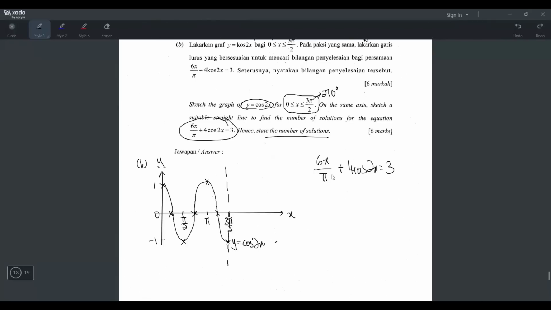But sir, how to make this equation have y? Easy. Here it already says y equals cos 2x. And if you realize your equation has cos 2x, so you can put in y directly. So it becomes 6x over pi plus 4 times cos 2x, and y is equal to cos 2x, so 4y equals 3. So now it becomes the equation of a straight line. We just have to arrange it into y equals mx plus c. So 4y equals negative 6x over pi plus 3, and then divide by 4, which is negative 3x over 2 pi plus 3 over 4.